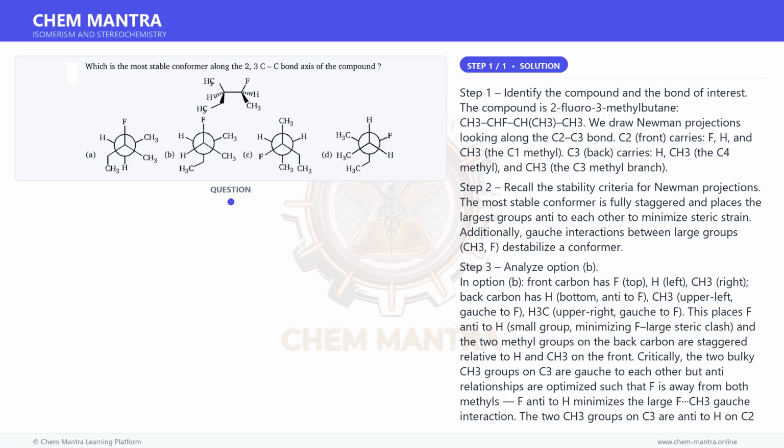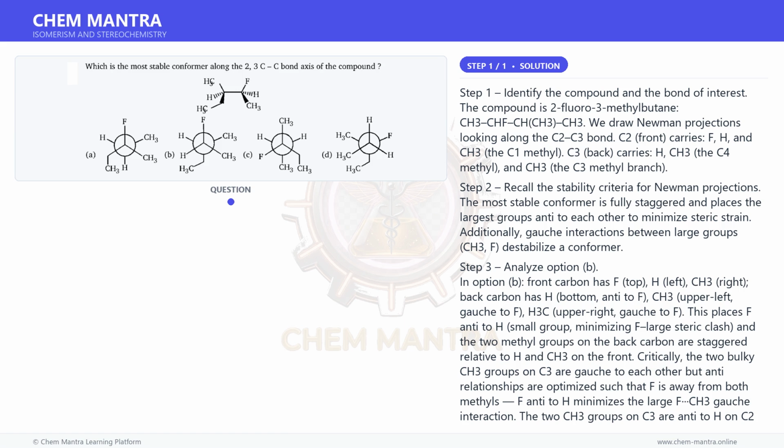The compound is 2-fluoro-3-methylbutane, CH3CHF CH3CH3. We draw Newman projections looking along the C2-C3 bond. C2, the front carbon, carries F, H and CH3, the C1 methyl. C3, the back carbon, carries H, CH3, the C4 methyl, and CH3, the C3-methyl branch.